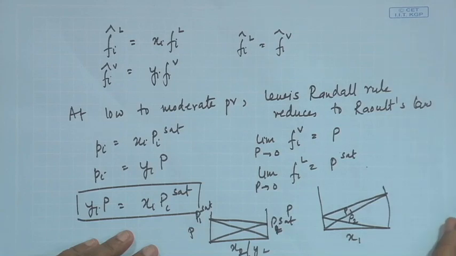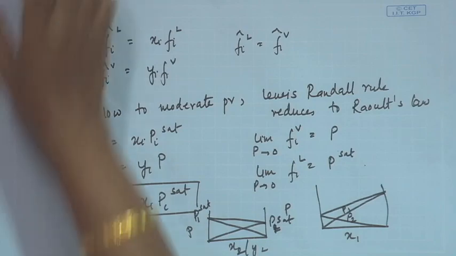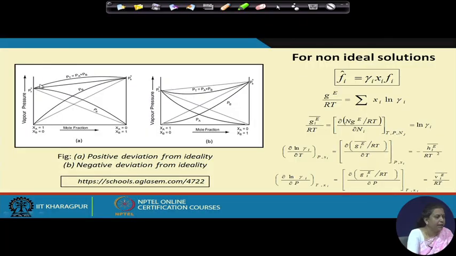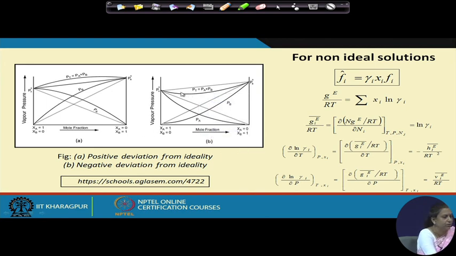We went to non-ideal solutions, and in non-ideal solutions what did we find? We found out that in non-ideal solutions there can be either positive deviations from ideality or there can be negative deviations from ideality. When we have a positive deviation from ideality, the total pressure calculated is greater than that calculated from Raoult's law. When there is a negative deviation from ideality, the total pressure calculated at any particular composition is less than that predicted from Raoult's law.